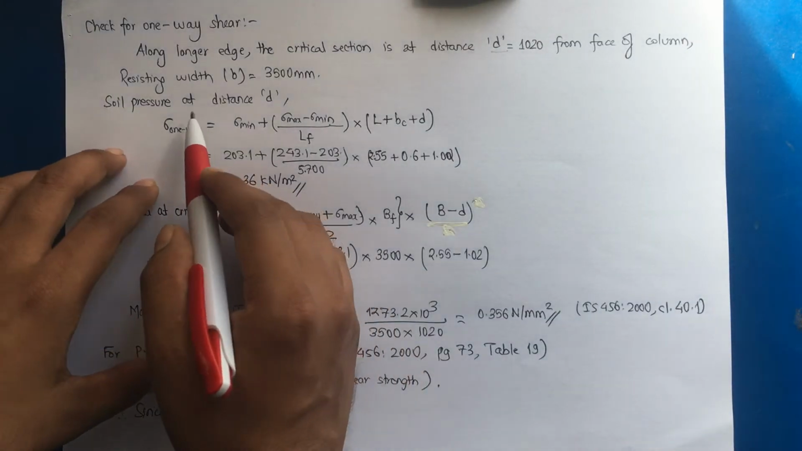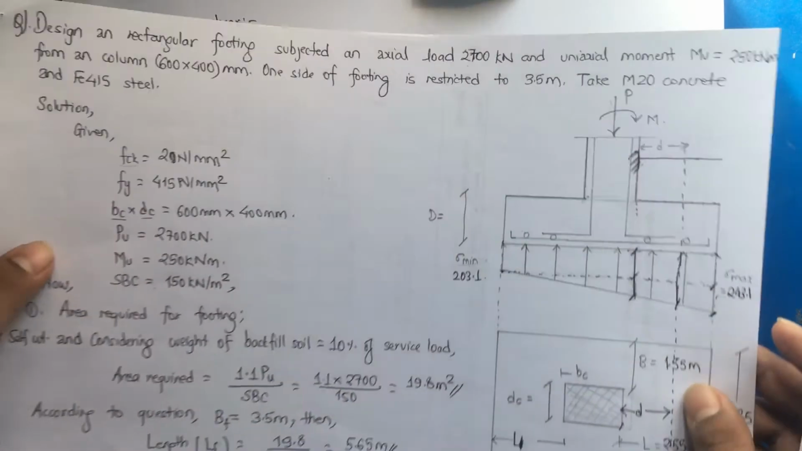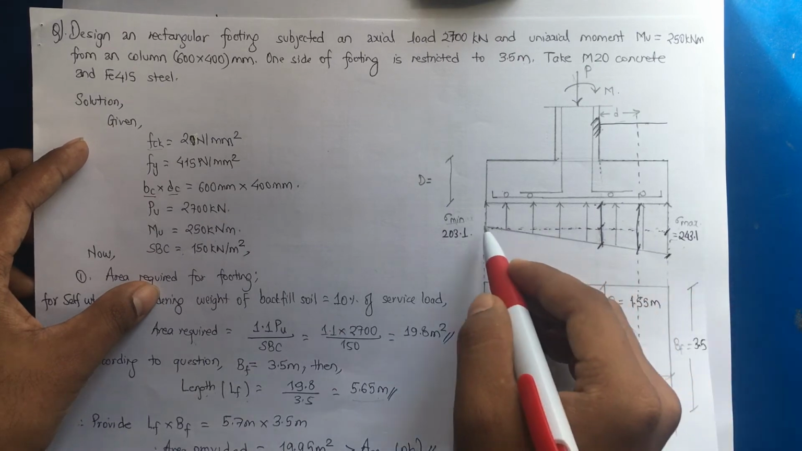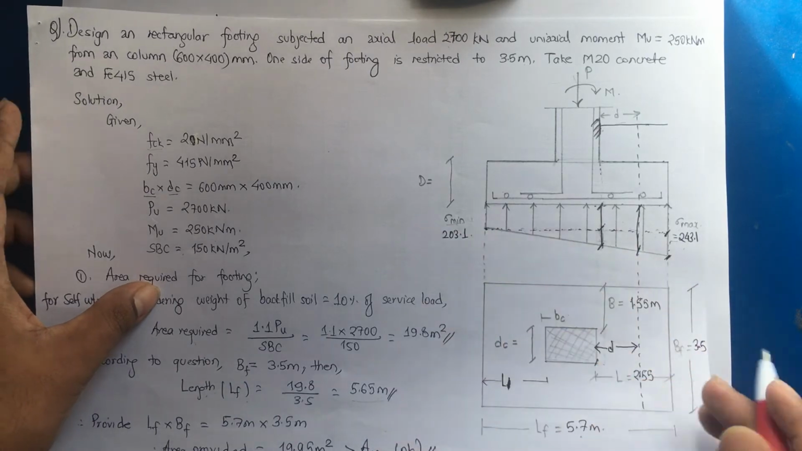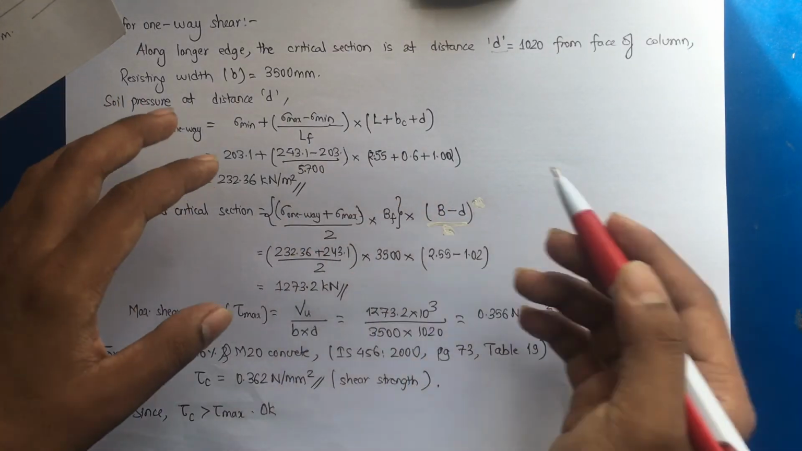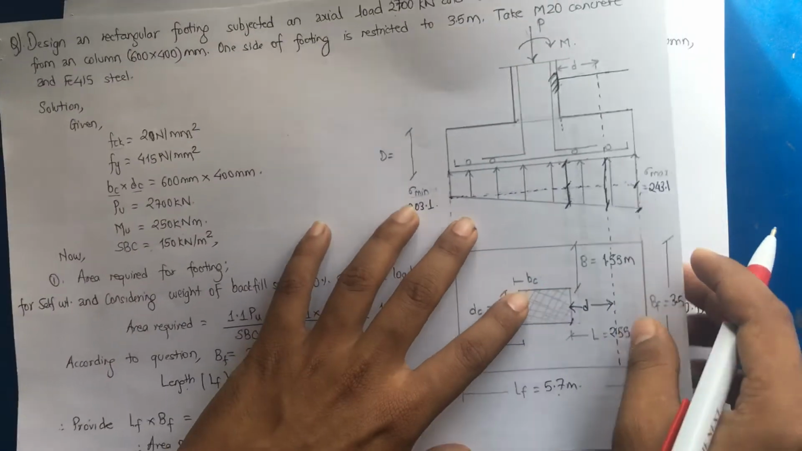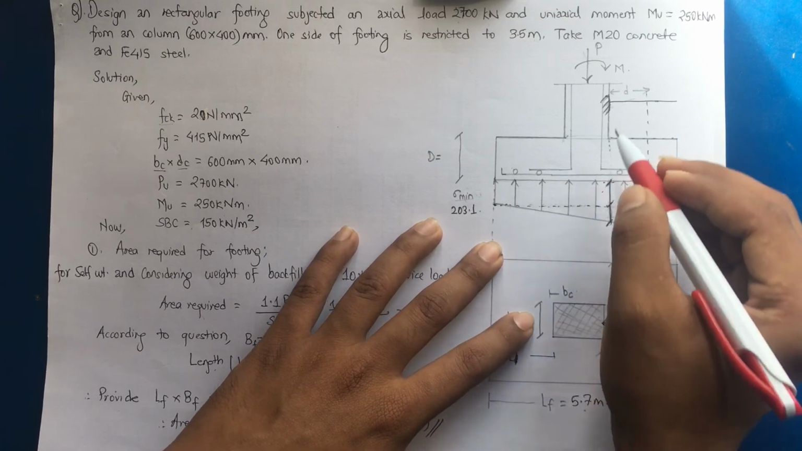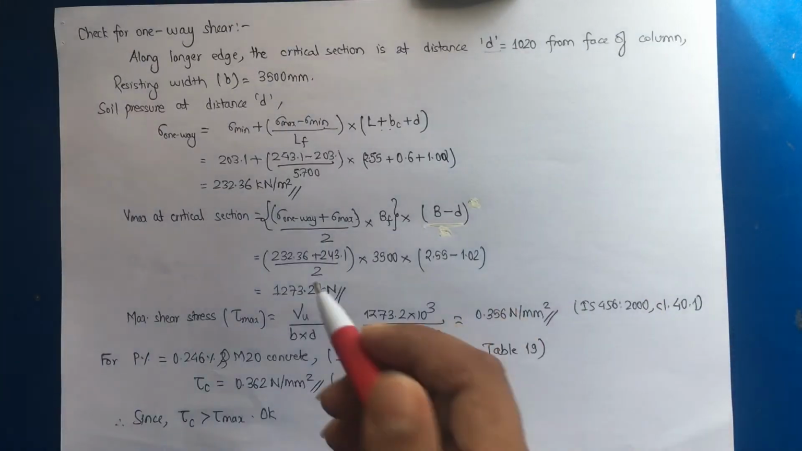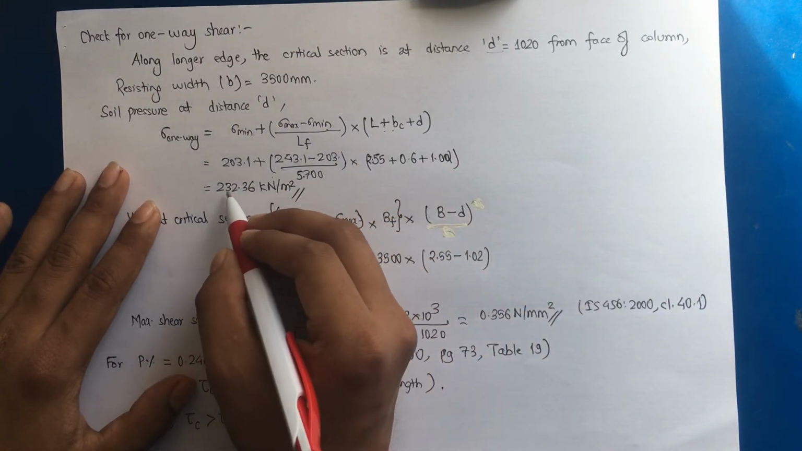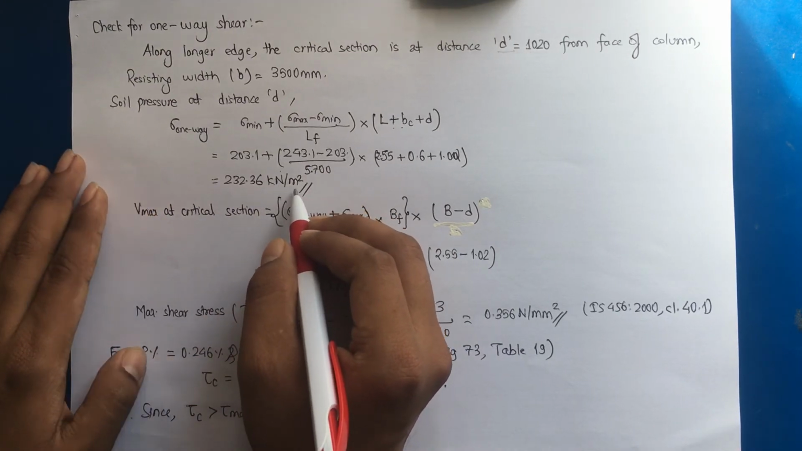So swell pressure at distance D. Now let me show you how to calculate this. Again we will assume this as a triangle. Now for now it will be this triangle and this. So again the same idea, I hope you can understand, but for now it will be L plus BC plus D, because before we had to find at the face of the column, but for now we are trying to find at a distance D from the face of the column. So plus D. Substitute the value and we'll get this as 232.36 kilonewton per meter square.